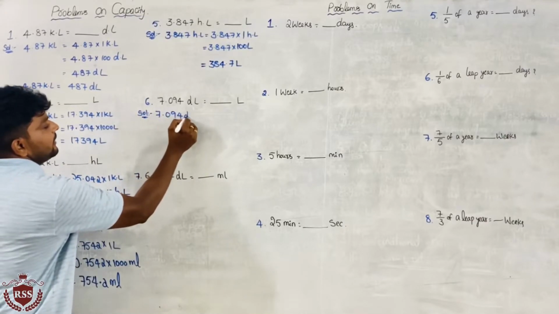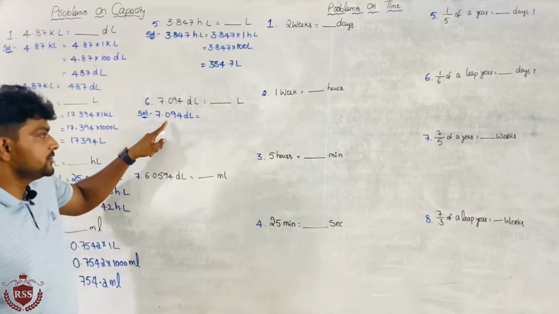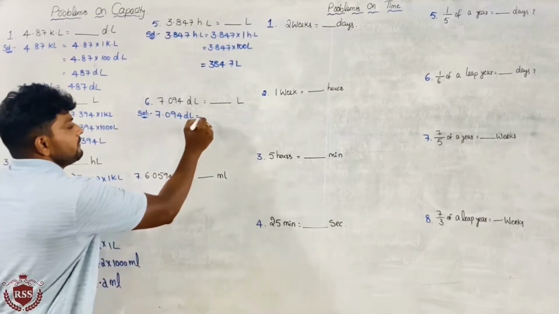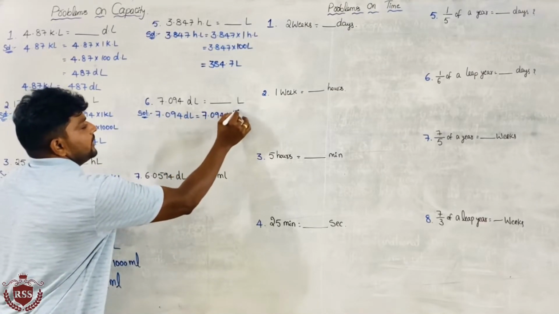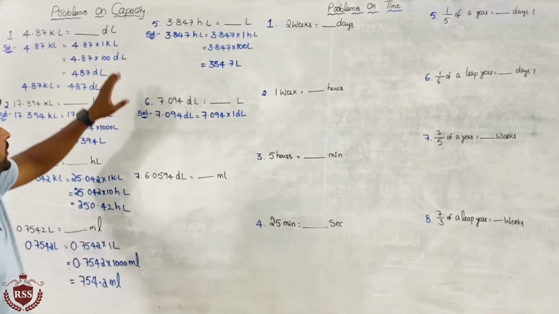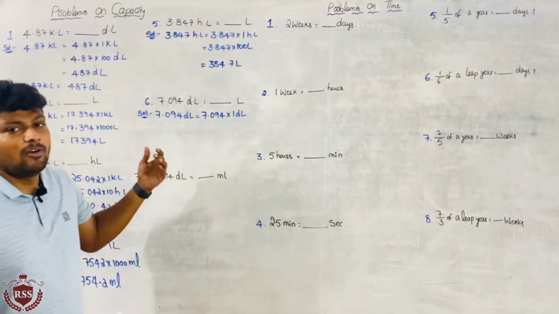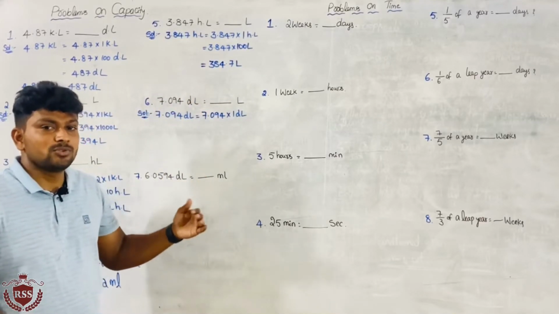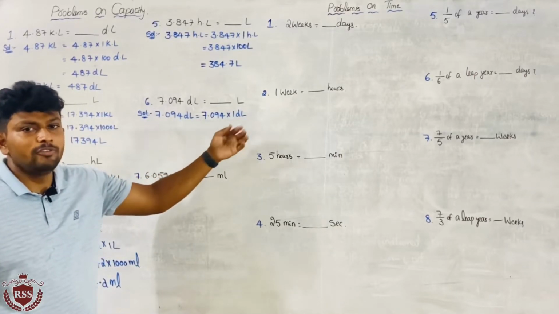7.094 decaliters. So 7.094 into 1 decaliter. Sir, in all these questions, why are we writing 1 hectoliter, 1 decaliter, 1 kiloliter? Because we have learned those conversions, right? That's why we are converting it this simple way.